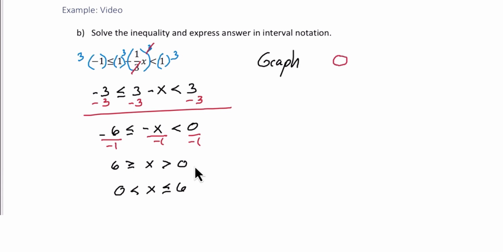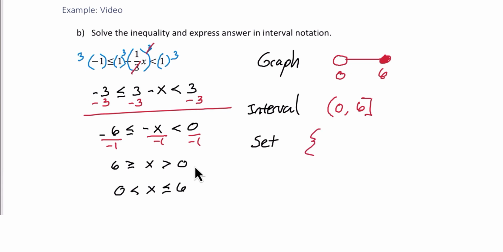The number on the left is 0. And then it goes up to and includes positive 6. The interval notation starts at 0 but does not include the 0 and goes up to positive 6 and includes it. The set notation, we have curly brace, x with a bar, and then we copy the last line of our work. 0 is less than x is less than or equal to 6.